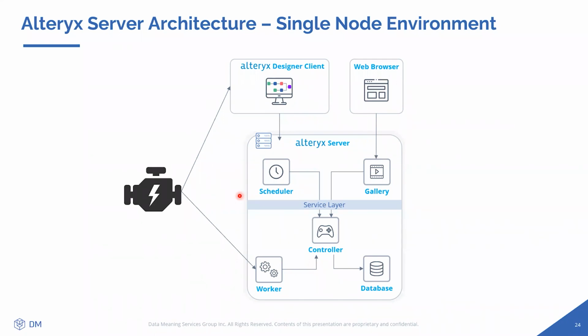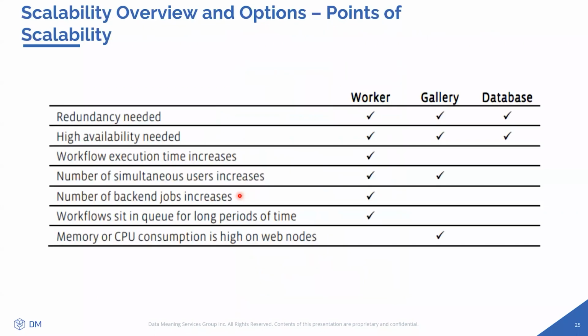So when do you need to scale this? This is a single node, right? So everyone starts on this architecture here, but maybe you need to scale things, right? How do you determine that? The best practice around that is, if you need redundancy, then you might need to scale the worker machine, the gallery machine, or the database machine. You can scale all of them, right? If you need redundancy. Same for high availability.